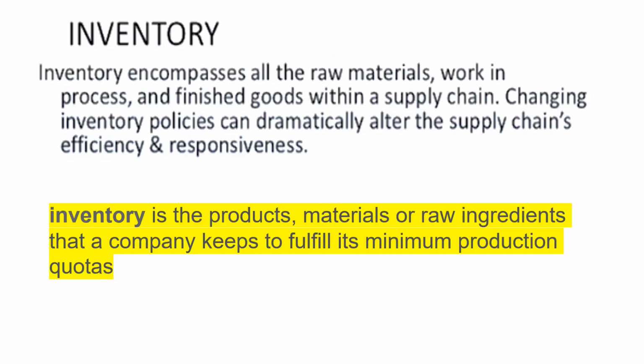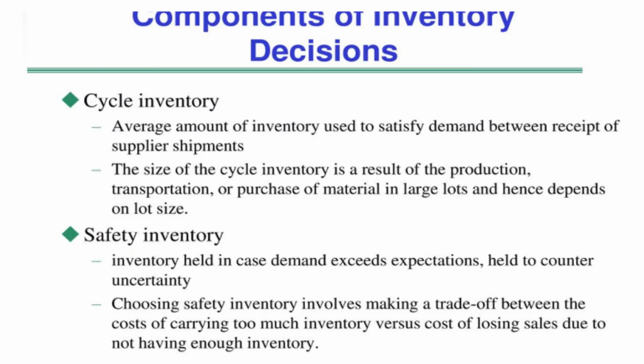The second important driver in the supply chain is inventory. Inventory encompasses all the raw materials, work in process, and finished goods within a supply chain. Inventory is the products, materials, or raw ingredients that a company needs to keep to fulfill its minimum production quotas. The inventory is classified into cycle inventory and safety inventory.